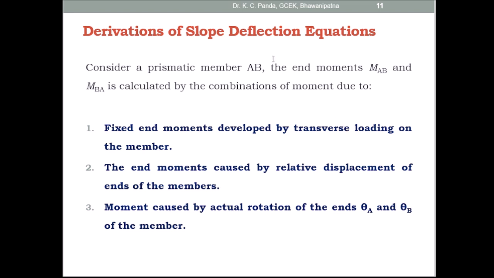Then coming to how to derive the slope deflection equations. Let us take a prismatic member AB. The end moments MAB and MBA are calculated by the combination of moments due to the fixed end moments developed by transverse loading on the member, the moments due to the relative displacement of the ends of the members, and the moment caused by the actual rotation of the ends of the members. So due to these three effects, the moment can be calculated.